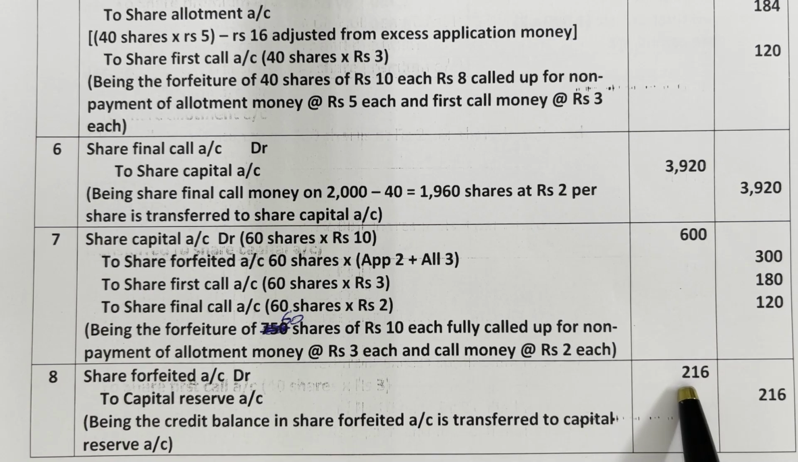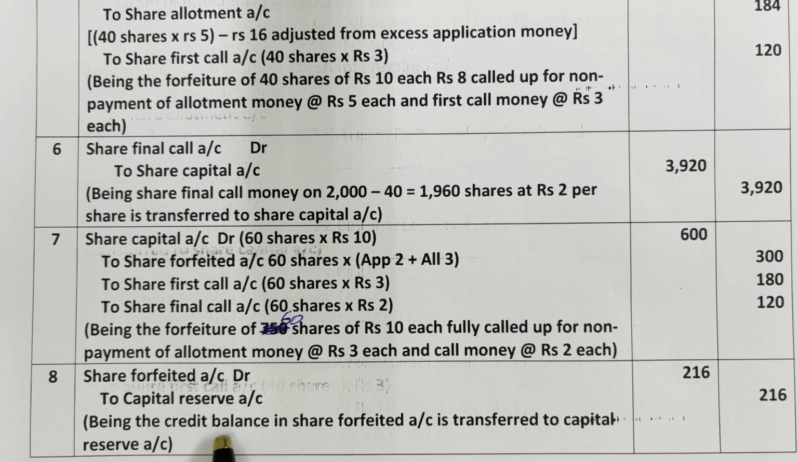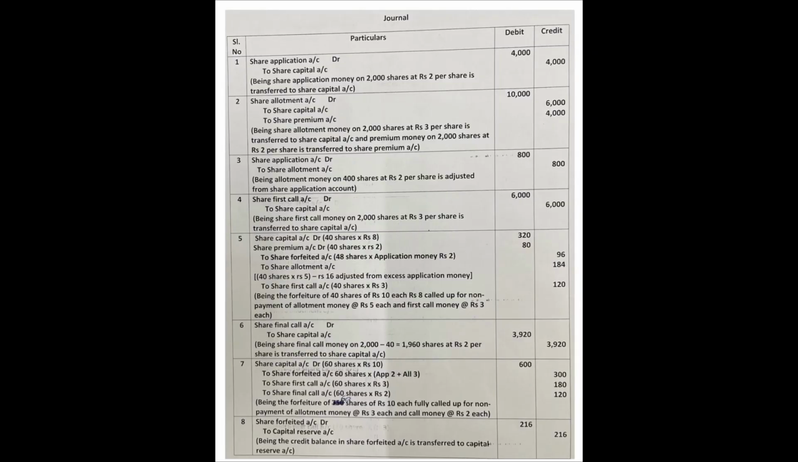The credit balance of share forfeited account, 216 rupees, we are transferring to capital reserve. Mention that as a narration: being the credit balance in share forfeited account is transferred to capital reserve account. Take a screenshot of the journal.